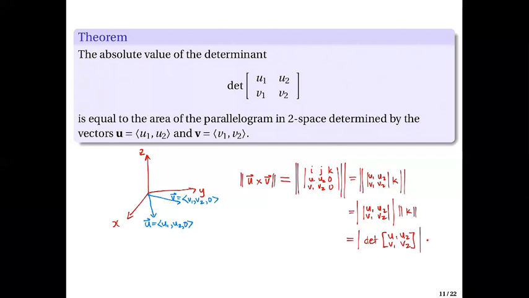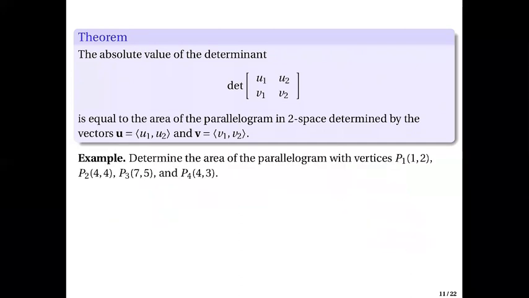What about the following figure? Oh, sorry. Let's look at some example in here. So we want to determine the area of the parallelogram with vertices P1 (1, 2), P2 (4, 4), P3 (7, 5), and P4 (4, 3).